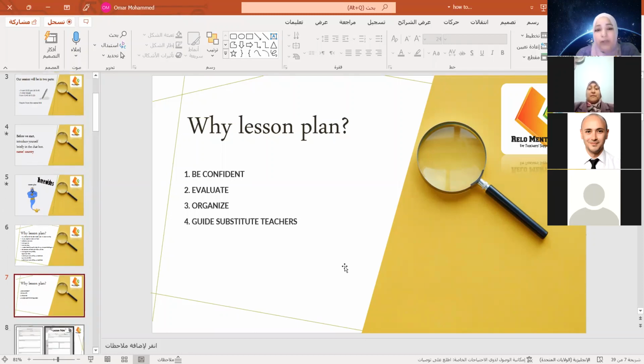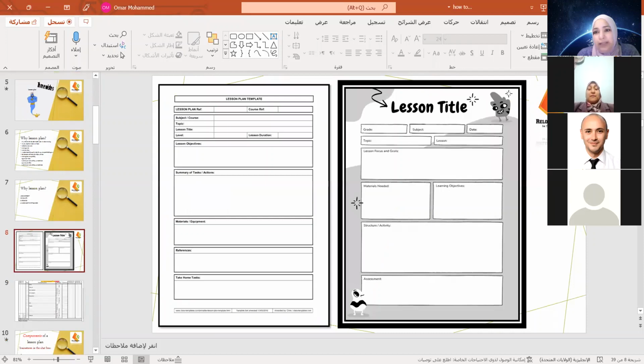So I would like you to look at these two lesson plans here. We have two lesson plan templates. I would like you to look at them closely and think of the elements or the components of each one. I'll give you just a couple of minutes, 2 minutes, to look at these two templates and think of the components of a lesson plan. What are the components of a lesson plan?